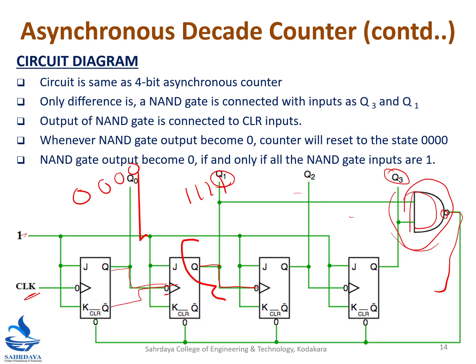Okay, so the circuit is like this. That is, just like an up counter, an asynchronous up counter, where we have included a NAND gate whose inputs are connected to Q1 and Q3.